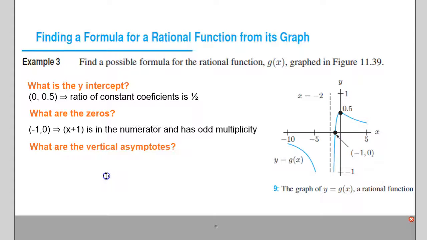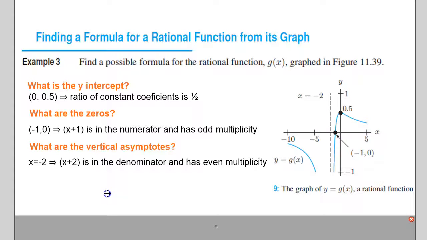The vertical asymptote, there's only one, is x equals -2, which means that x plus 2 is a linear factor in the denominator polynomial, and it must have even multiplicity. The reason I know it's even multiplicity is because, as you can see right here, the graphs are going the same direction as it approaches the vertical asymptote. So that must mean it must be squared or to the 4th or to the 6th power.